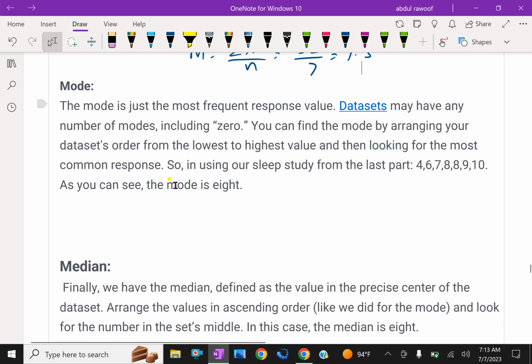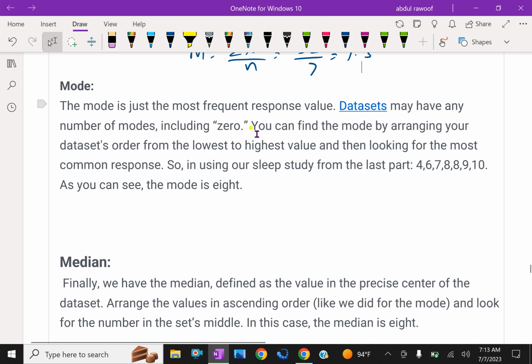Mode. The mode is just the most frequent response value. Data sets may have any number of modes, including 0. You can find the mode by arranging your data set in order from the lowest to highest values and then looking for the most common responses. So using this study here, these numbers are given.